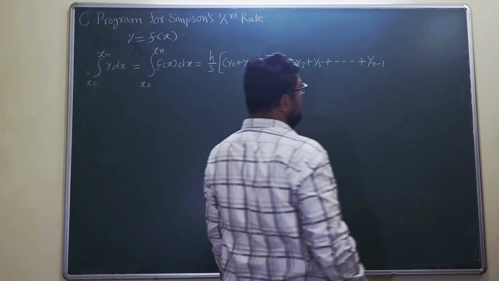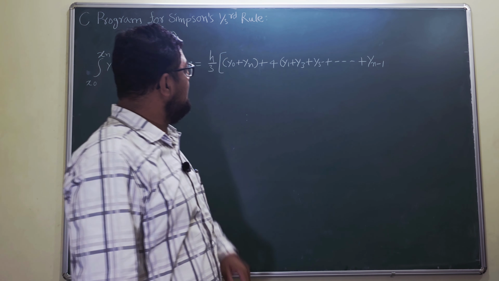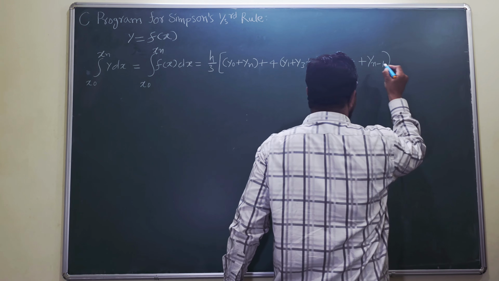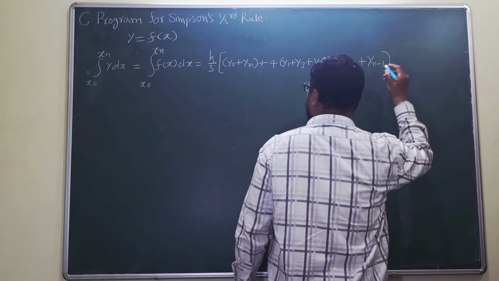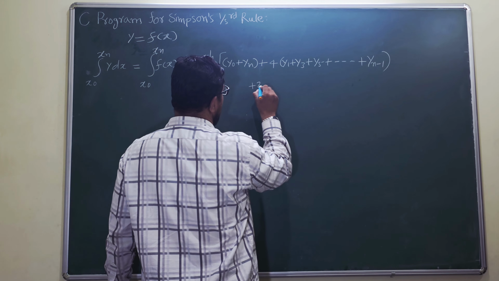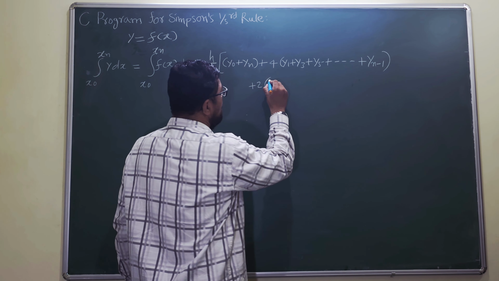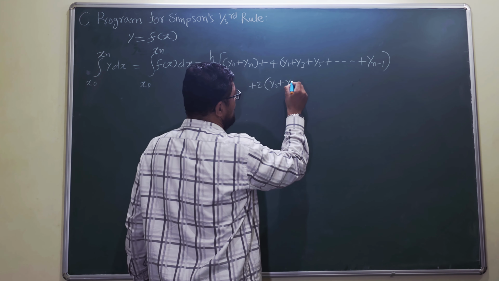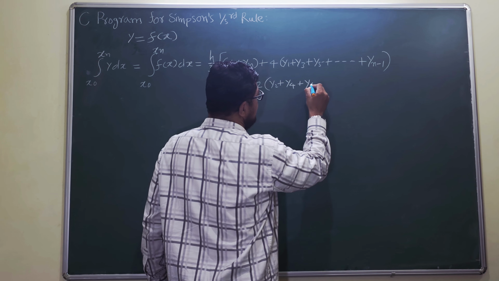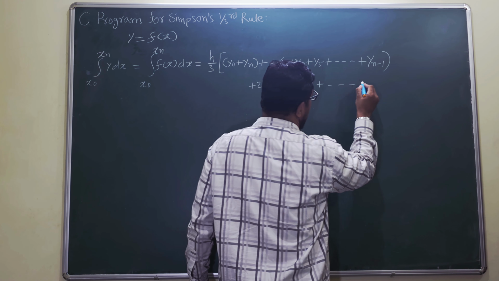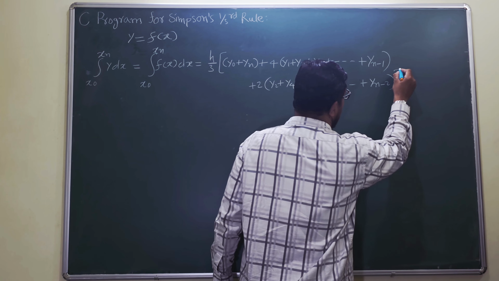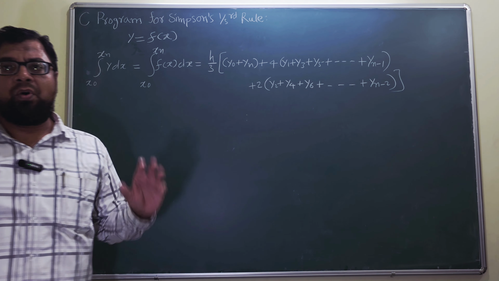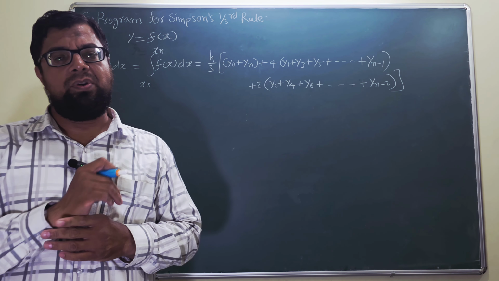If we have n to be even, then this will be up to n minus 1. And then we have plus 2 times y2 plus y4 plus y6 and plus up to yn minus 2. So this is the formula for Simpson's one-third rule.